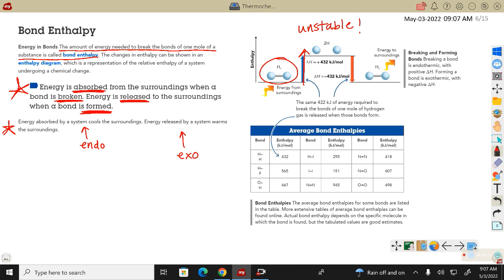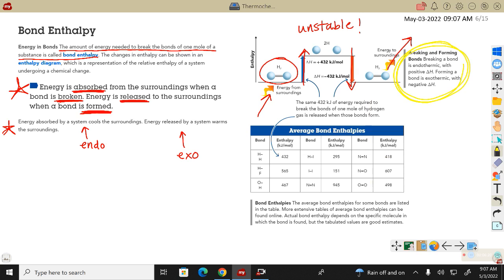But on the flip side, if I release energy, I'll form the bond. So you add 432 kilojoules to break the bonds, but then I'll release 432 kilojoules when the bonds are formed. And I think this is interesting that they're showing here that energy is absorbed from the surroundings to break the bonds, but then energy is released to the surroundings when the new bond forms. This is important.